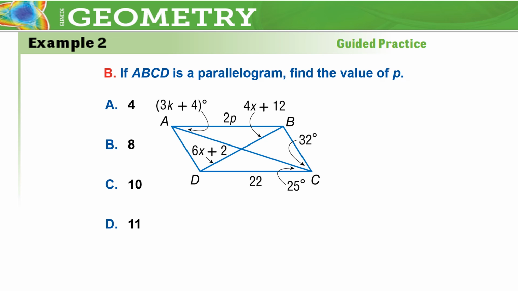Find the value of p. Here, p is for a side. Which side? Side AB. Each two opposite sides are equal. Then AB equals CD. So write your equation: 2p equals 22. Divide by 2, and you will get p equals 11.